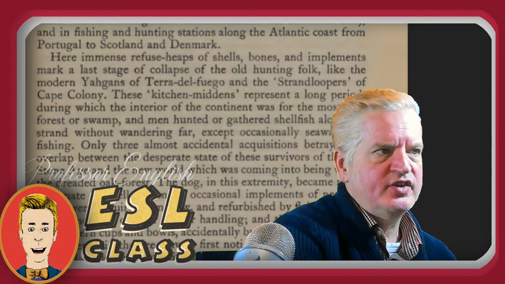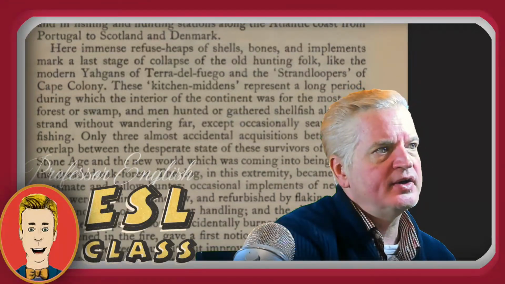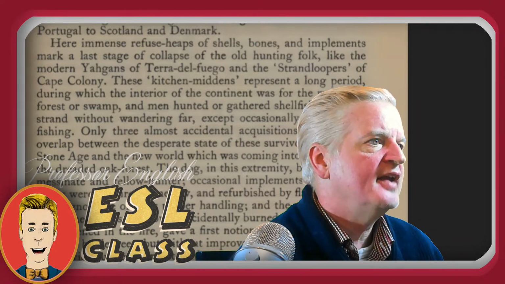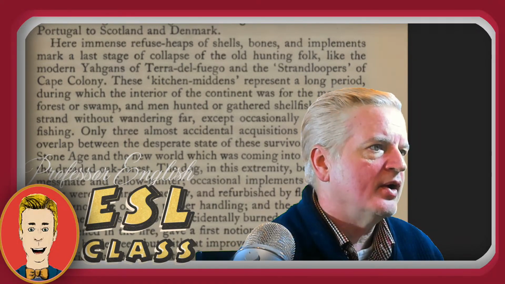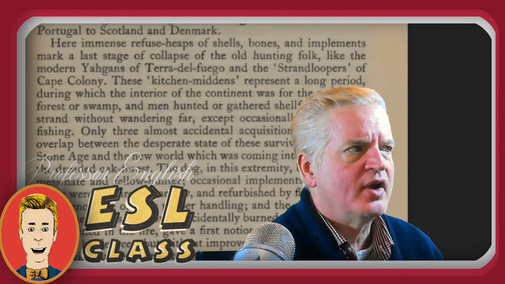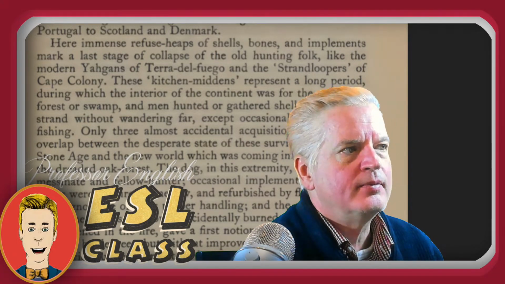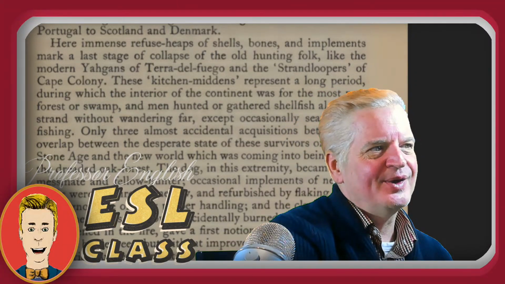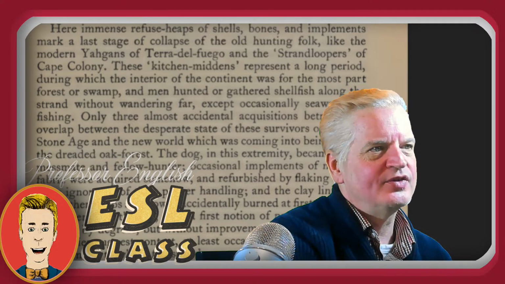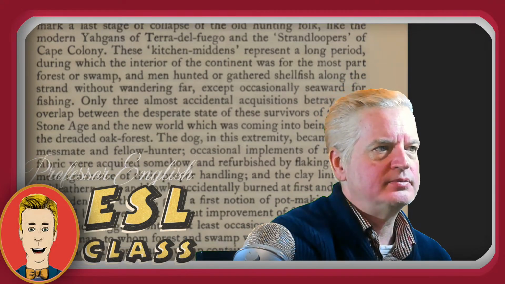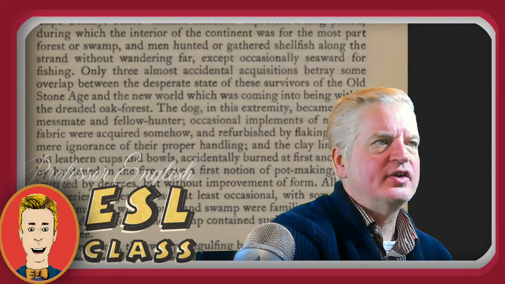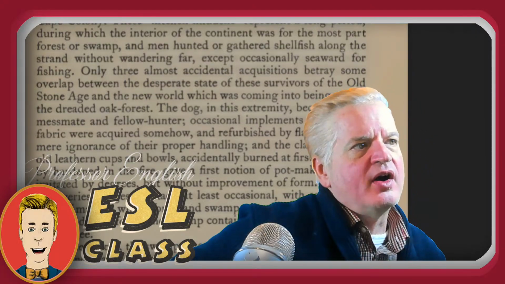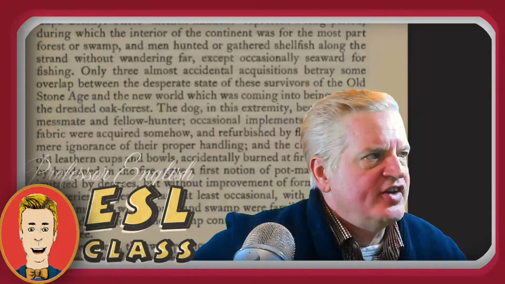Here, immense refuse heaps of shells, bones, and implements mark a last stage of collapse of the old hunting folk, like the modern Yahgans of Tierra del Fuego and the strandloopers of Cape Colony. These kitchen middens represent a long period during which the interior of the continent was, for the most part, forest or swamp. And men hunted or gathered shellfish along the strand, without wandering far, except occasionally seaward for fishing.